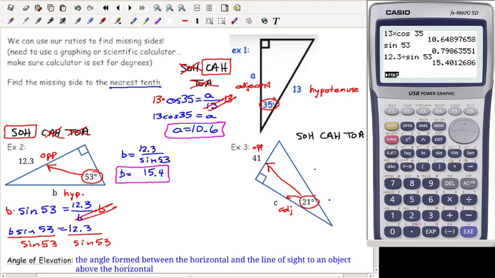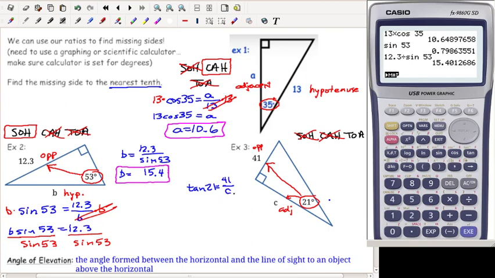I don't have my hypotenuse, so if I start looking at my ratios, sine is opposite over hypotenuse. Well, I don't have hypotenuse, so get rid of that. Cosine is adjacent over hypotenuse, don't have hypotenuse, get rid of that. Tangent is opposite over adjacent. I have the opposite, I have adjacent, that's the ratio I want to use. So I set it up: tangent of my angle equals the opposite side, that's the 41, divided by the adjacent side, that's the C.